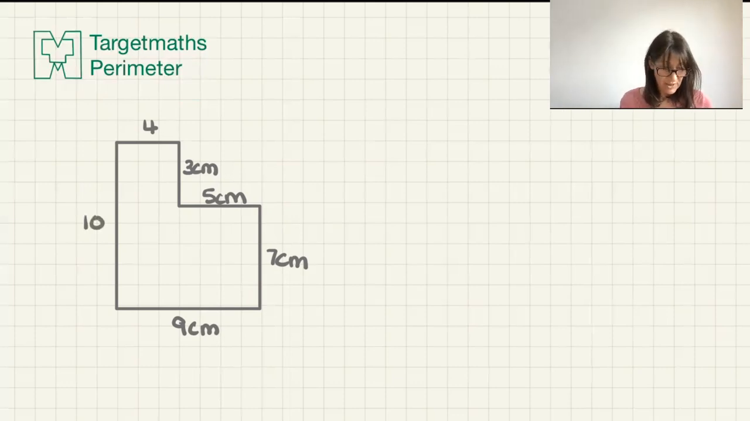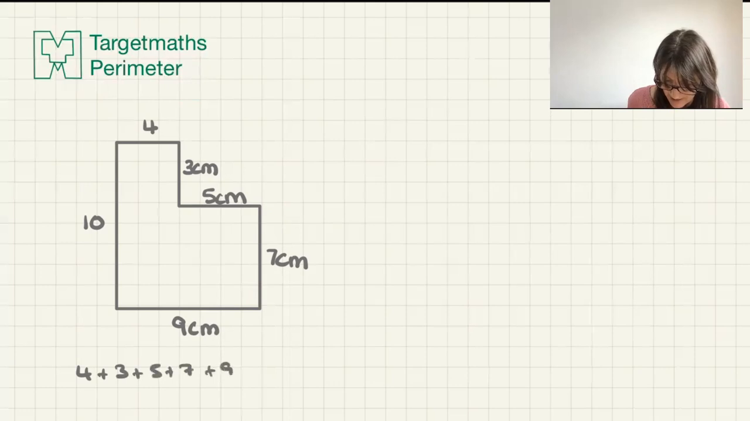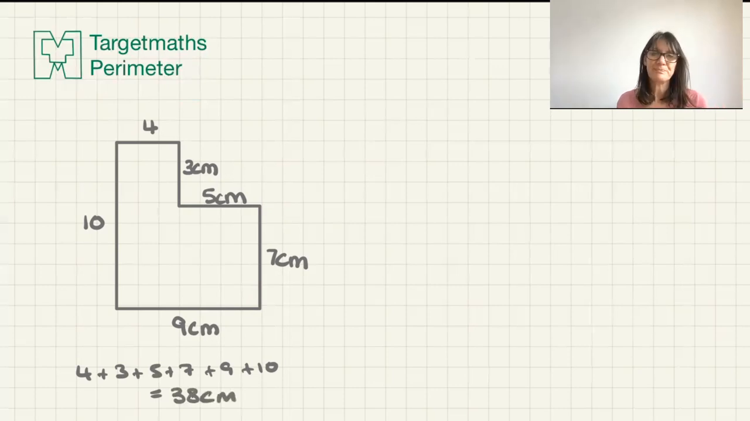Now all I have to do is add all the way around the outside. So I've got 4 plus 3 plus 5 plus 7 plus 9 plus 10. And when I add all that together, I get 38 centimeters.